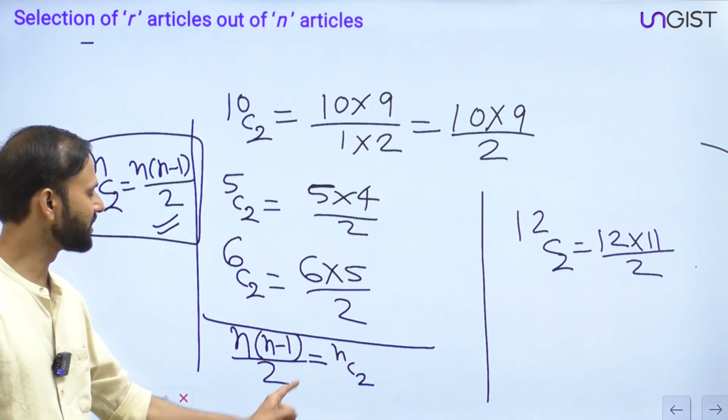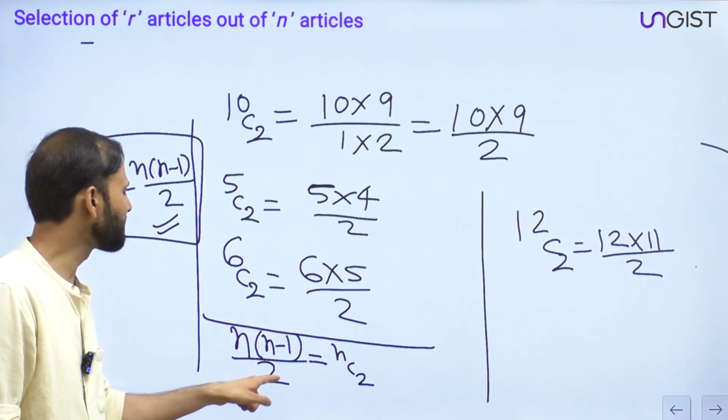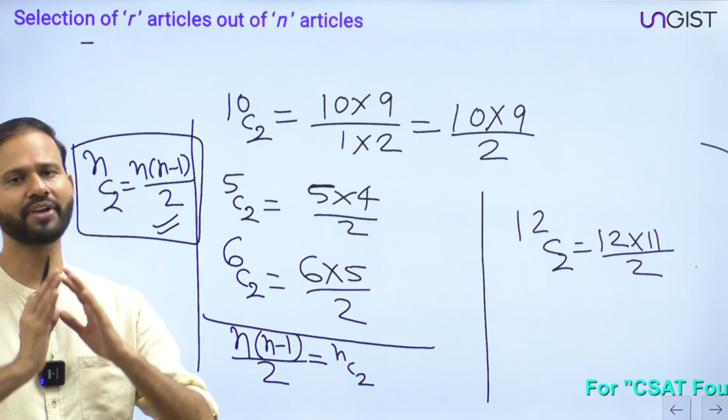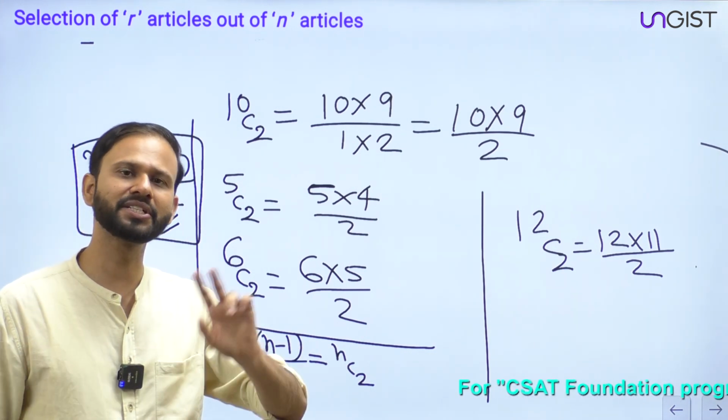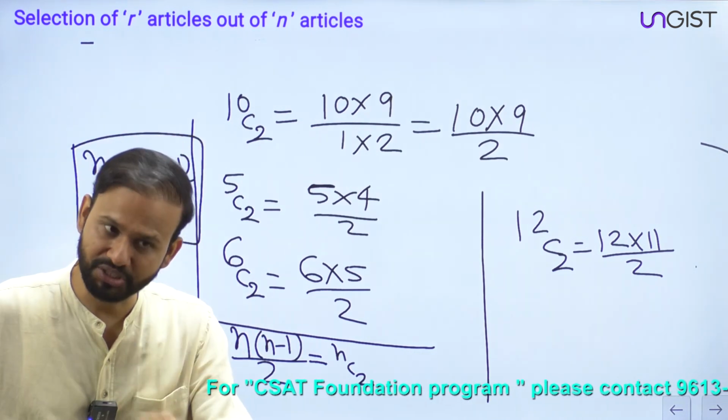So n into n minus 1 divided by 2 is equal to NC2. In your yesterday's notes, just write n into n minus 1 divided by 2 is equal to NC2. Fine. So guys, if n students are there in the room and each one shakes hand with one another exactly once, then total number of handshakes are NC2.